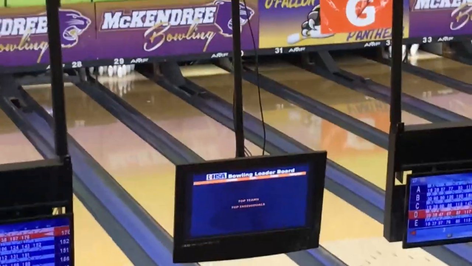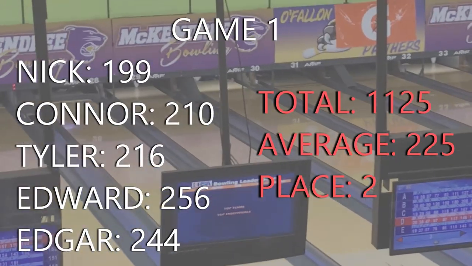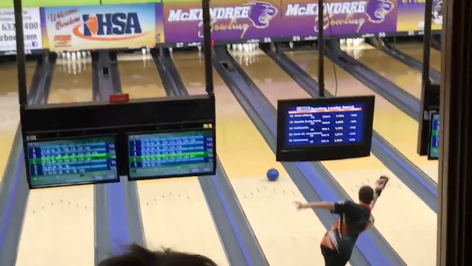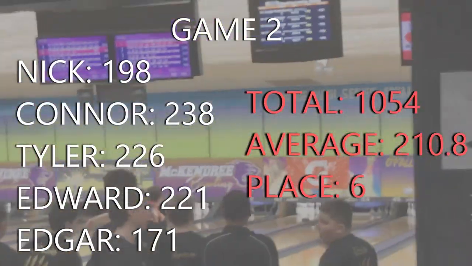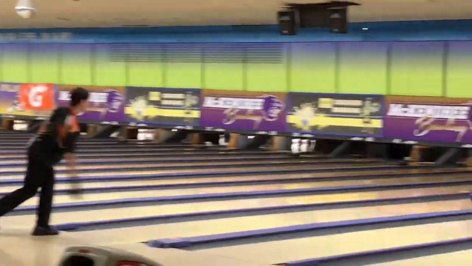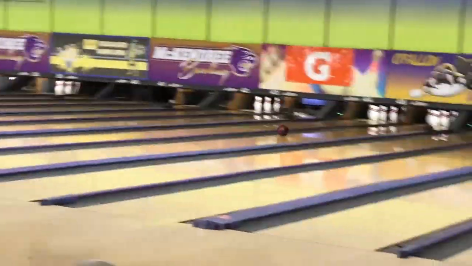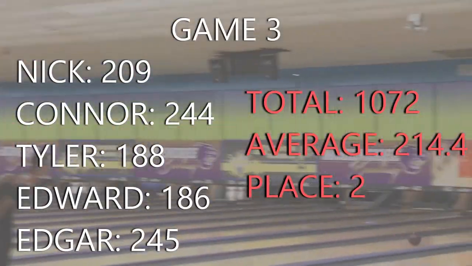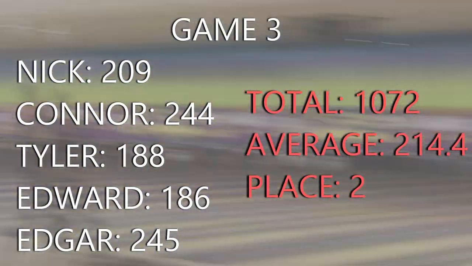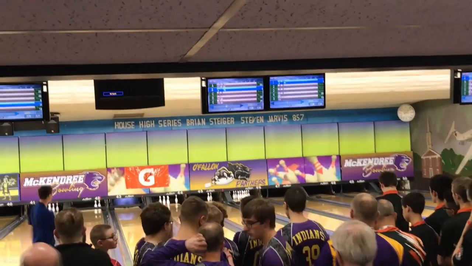The first game we shot 1125, which was really good, averaging 225 per bowler and putting us in second place. For game 2, we shot 1054, which wasn't as good, and dropped us down to 6th, but wasn't terrible. For game 3, we shot a 1072, putting us right back up to 2nd. Overall, we were doing pretty good, and after this, we just went onto the bus for our Jimmy John's lunch.